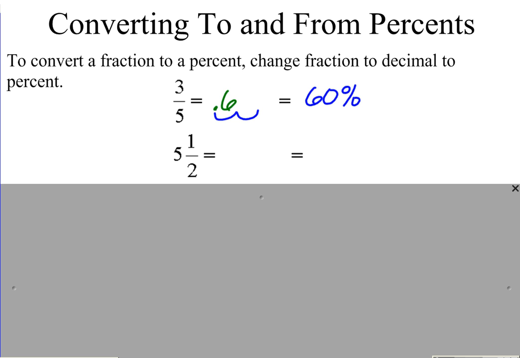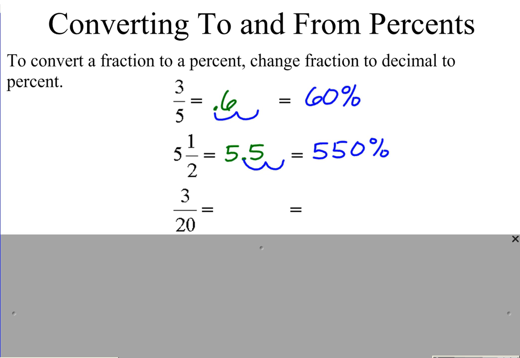5.5 as a decimal is 5.5. Go to a percent now, move the decimal point 1, 2 spots. We have to add a 0 at the end and add our percent sign. 3/20 on your calculator, 3 divided by 20, 0.15. Change to a percent now, move the decimal point 1, 2 spots, 15%.